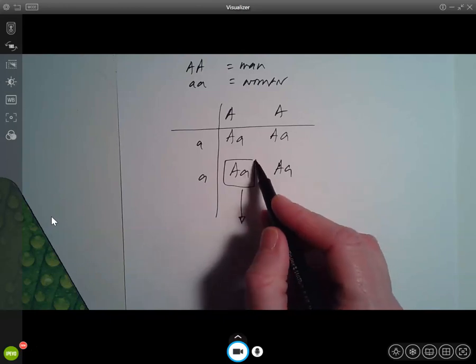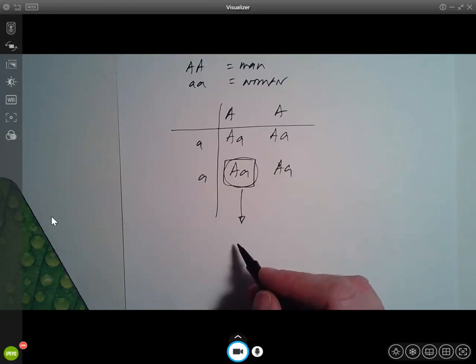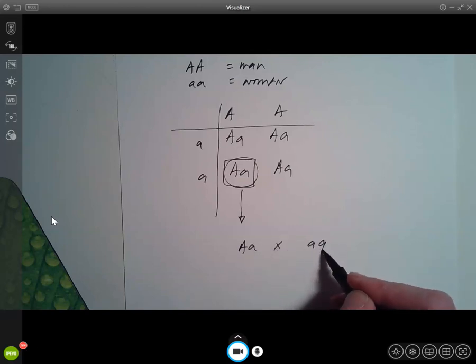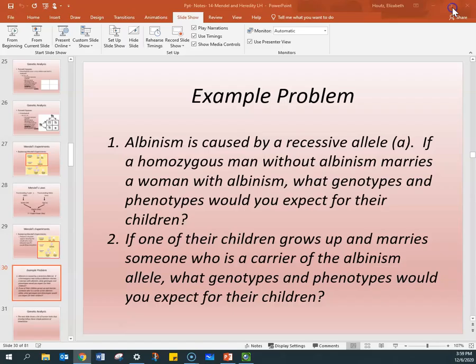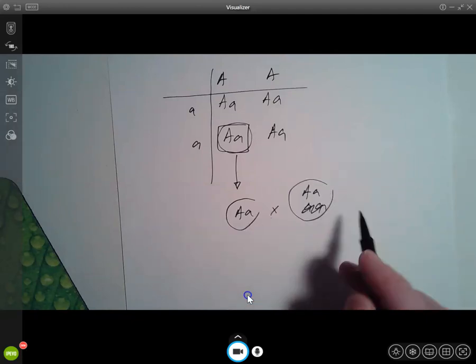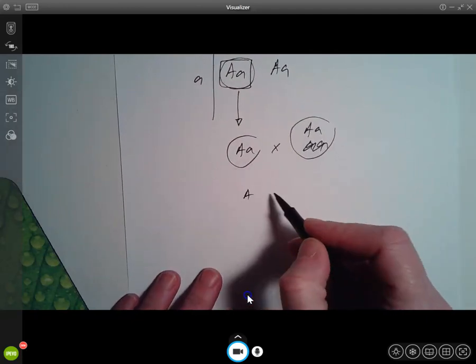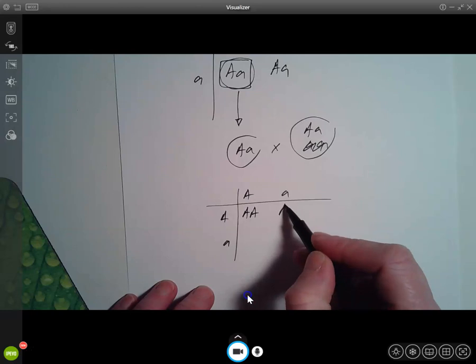Then the question said if one of their children married somebody with albinism, what is their offspring going to be? So if we take this one, this is our next cross. All right, let me just double check that I got that right. Yep, one of their children grows up and marries someone who's a carrier. Nope, they marry a carrier. Okay, what alleles would you expect for their children? So one of these kids grows up, that's this one, marries somebody that's a carrier. So now we have a heterozygous cross. What are the phenotypes and genotypes of their children? So I would get this.